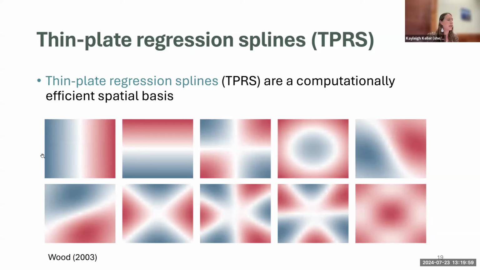This one's varying left to right. This one's varying top to bottom. This one's varying in a circular fashion. So they're all individually pretty simple, but together they give us a set of building blocks with which we can estimate more complex surfaces.